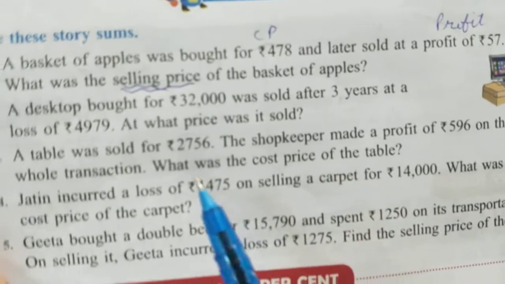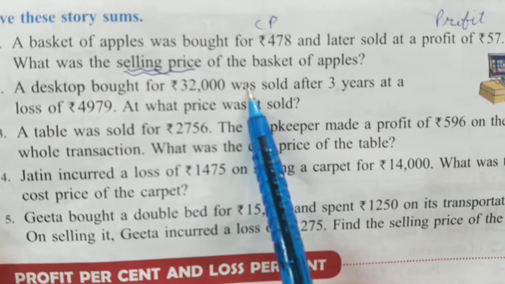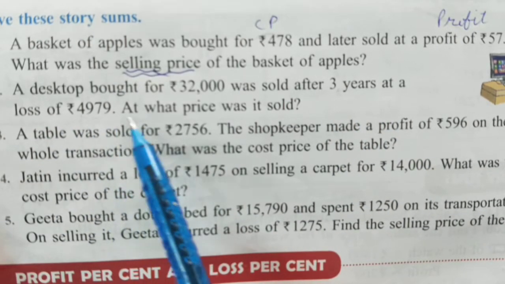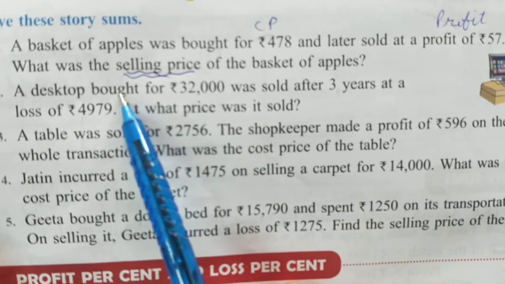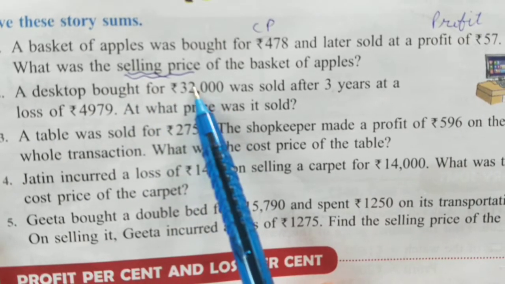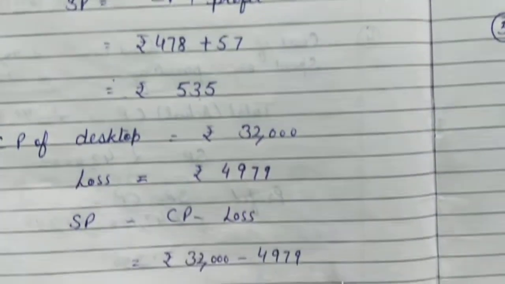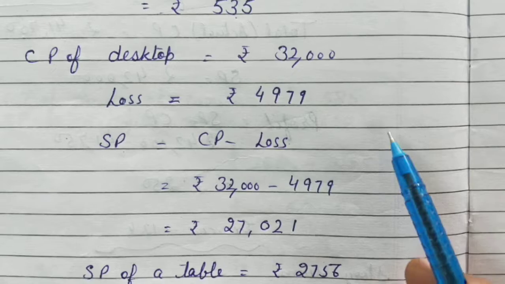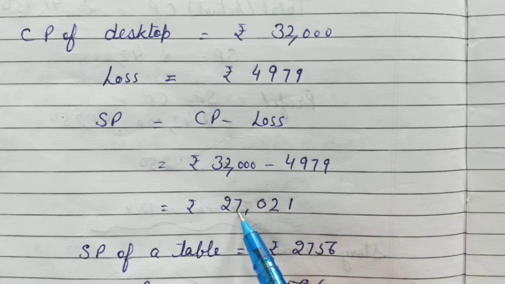Question number 2. A desktop bought for rupees 32,000 and sold after 3 years at a loss of 4,979. At what price was it sold? A desktop bought for rupees, bought means this is the CP, cost price, 32,000. CP of a desktop is rupees 32,000. Loss is 4,979 and we have to find out SP. SP is equal to CP minus loss is the formula you have learned.